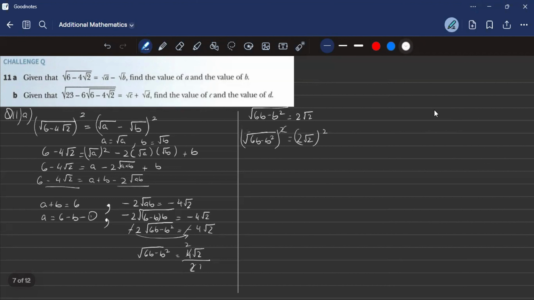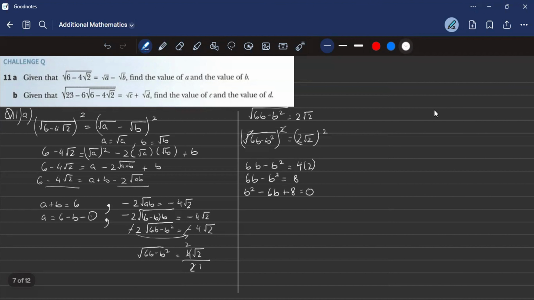Okay, this cancels down this. So we have 6b − b² is equal to what? 2 squared is 4, and √2 squared is 2. So 6b − b² is equal to 8. Now this is going to form a quadratic equation, b² − 6b + 8 = 0. Okay, that's it. Next we are going to just simply solve this.